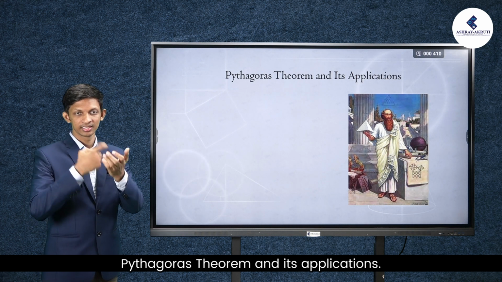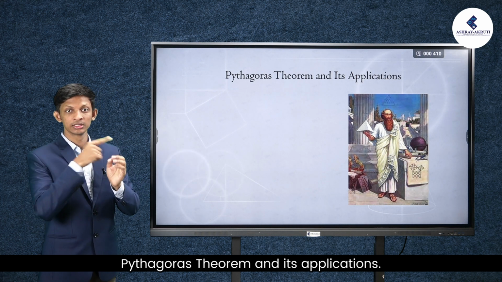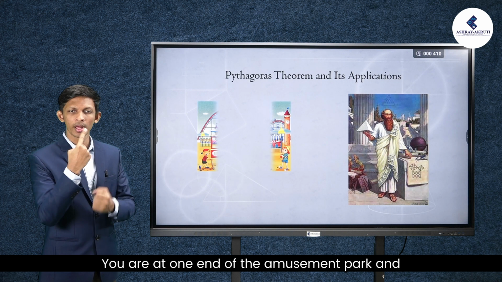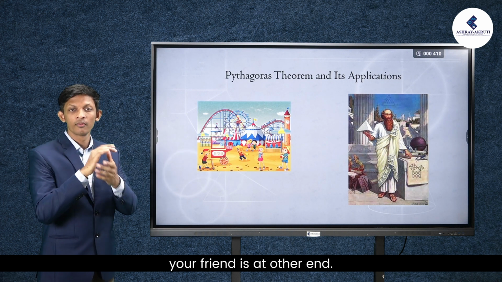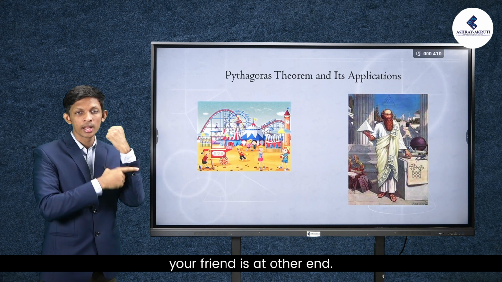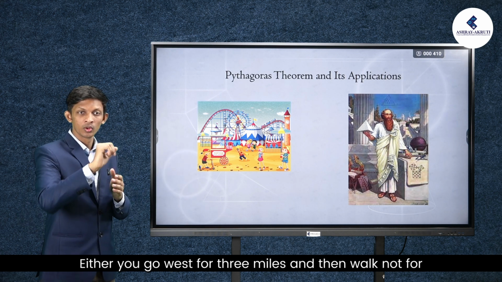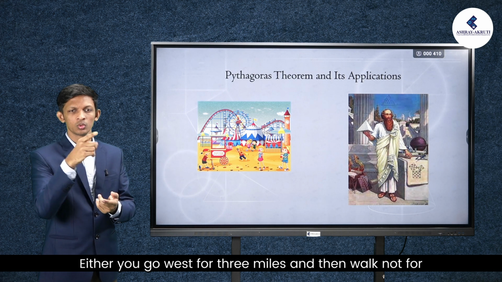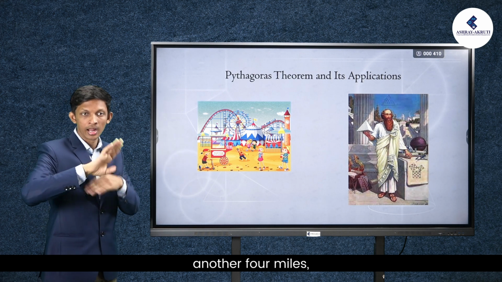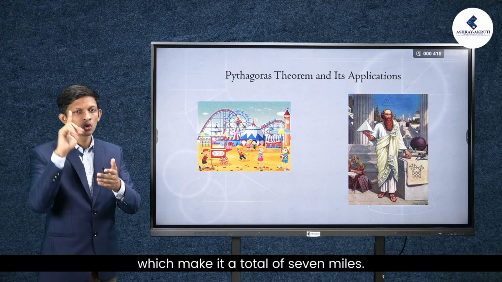Pythagoras theorem and its applications. You are at one end of the amusement park and your friend is at the other end. There are two ways you can reach your friend. Either you go west for 3 miles and then walk north for another 4 miles, which makes it a total of 7 miles.